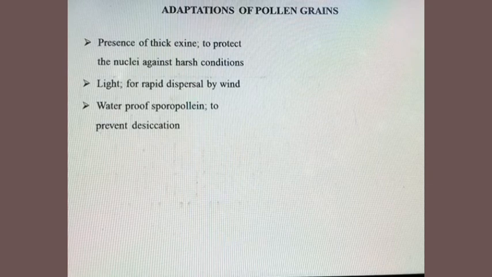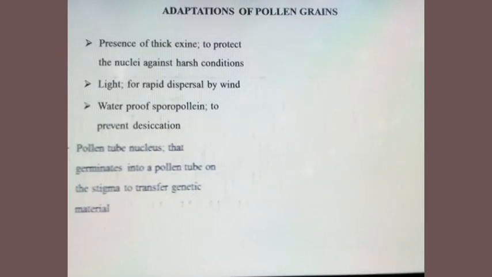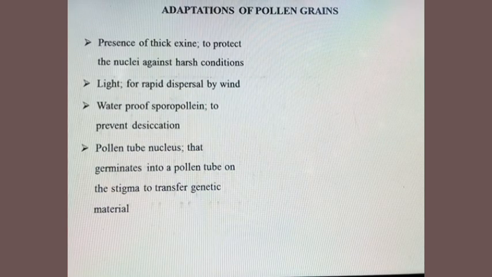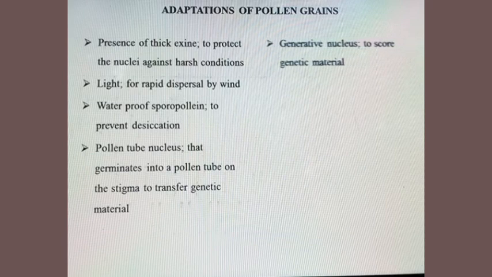So dispersion is very crucial for fertilization to take place. The outer layer called the exine has a waterproof sporopollen, and this one prevents water loss, prevents desiccation. We have a pollen tube nucleus that germinates into a pollen tube to transfer the generative nucleus to the ovary to allow fertilization to take place, as we shall see during double fertilization.